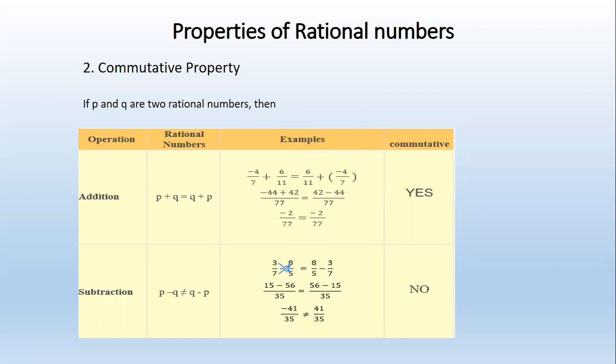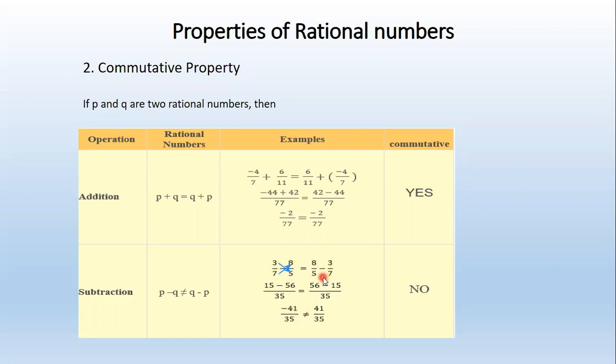Then cross multiply the numbers, that is 3 into 5 is 15, and 8 into 7 is 56. In between there is a minus sign. So 15 minus 56 will be minus 41, and the denominator is 35.